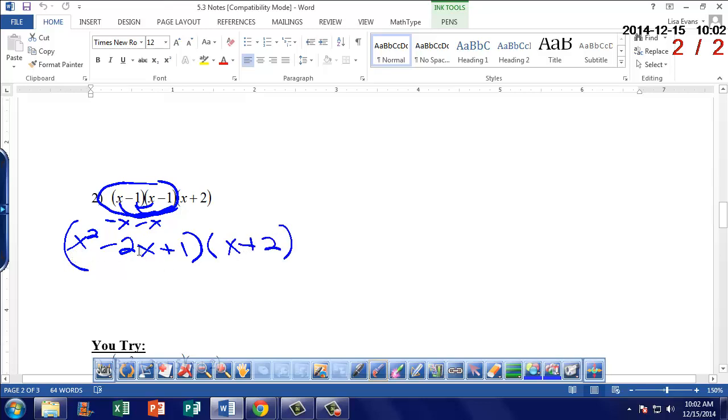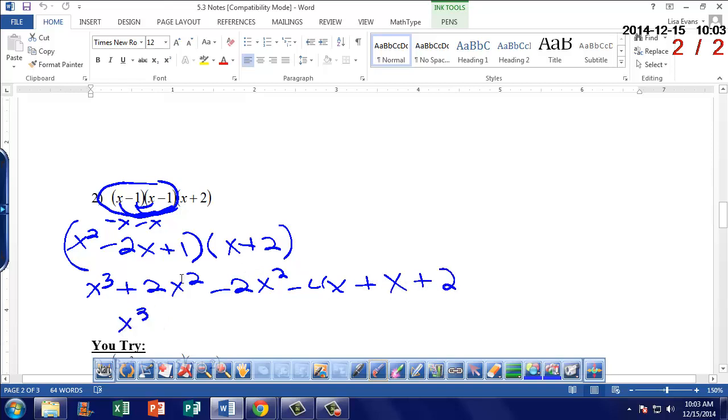So I'm going to go ahead and do x squared times both of these. So I get x cubed plus 2x squared. Now I'm going to do negative 2x times both of these. So negative 2x squared, negative 4x. Then 1 times both of them. And I'm going to do the same thing. I'm going to go ahead and add up my like terms.